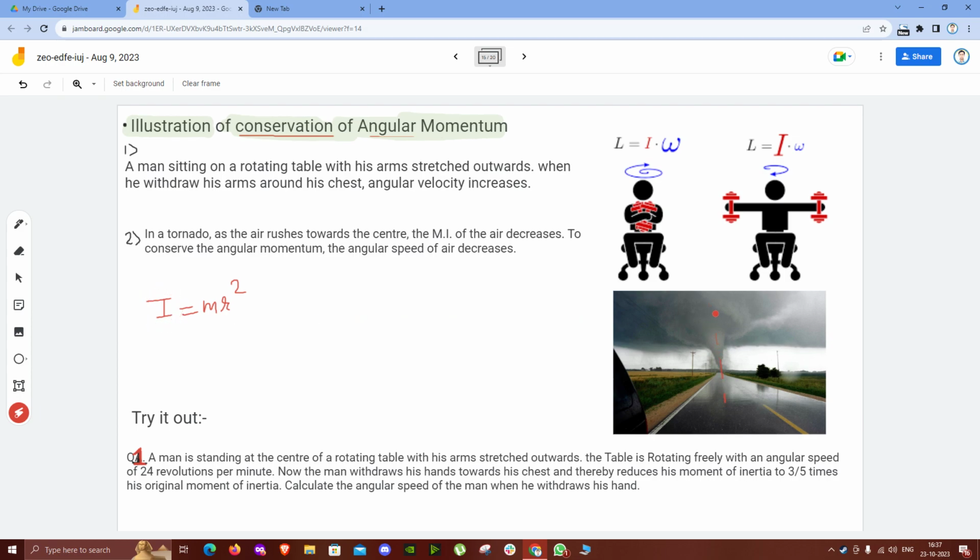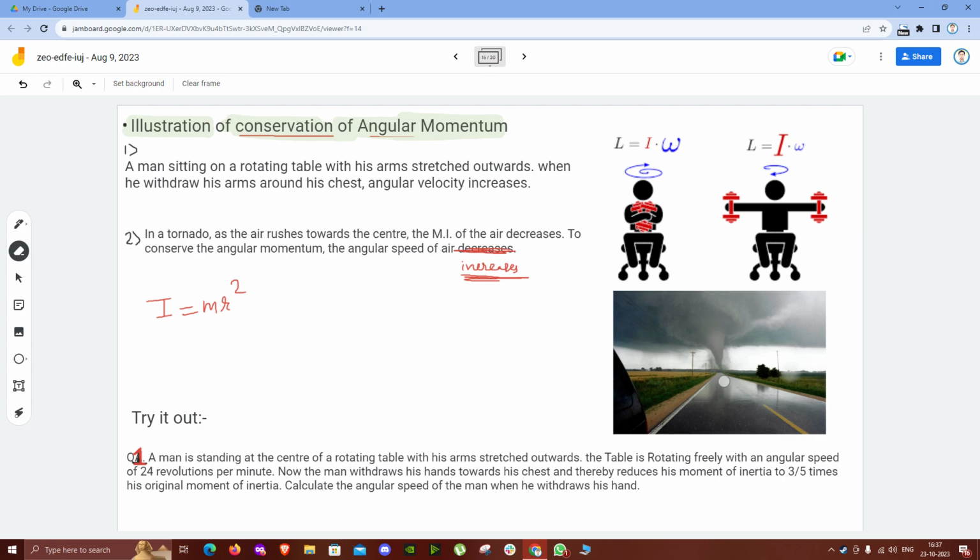So if the moment of inertia is decreasing, to conserve the angular momentum, the angular speed of the air increases. I have written decreases here, but it will actually increase. That means near the center of the tornado, around the center of the axis, the air's angular speed is very, very high.